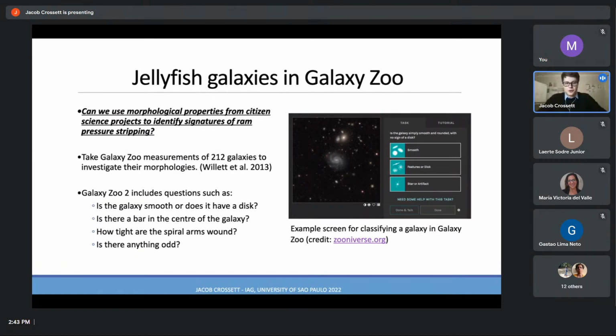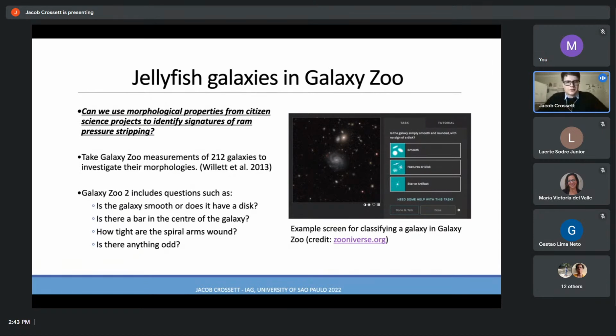Now, Galaxy Zoo 2 is a bit more in detail than the original Galaxy Zoo, which just asked, was it a spiral or was it an elliptical? Galaxy Zoo 2 asks things like, is there a bar? How tightly wound are the spiral arms? And is there anything odd?